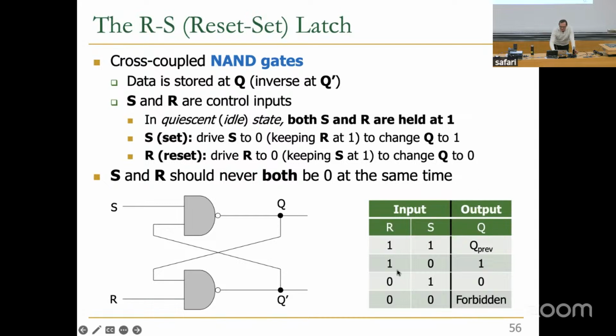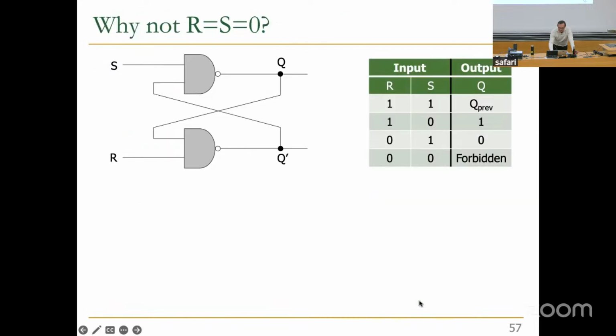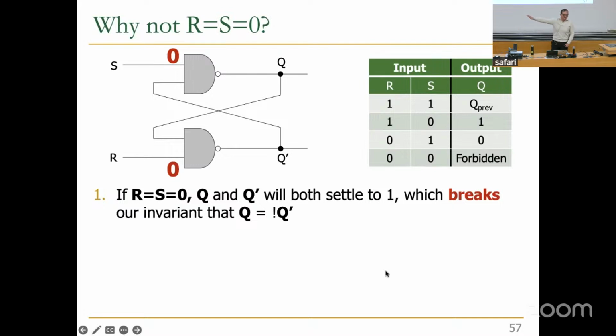So this is our truth table. If R and S are 1, Q keeps the previous value. If you want to set Q to 1, you input S 0, R 1. If you want to reset Q to 0, you do this, 0, 1, and you never do this. Let me finish, and then we're going to take a break. Why not? Well, this should be enough. But there's another reason.